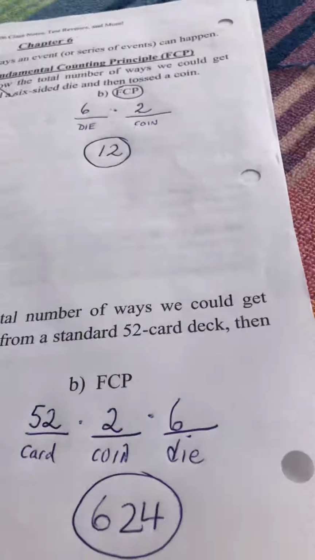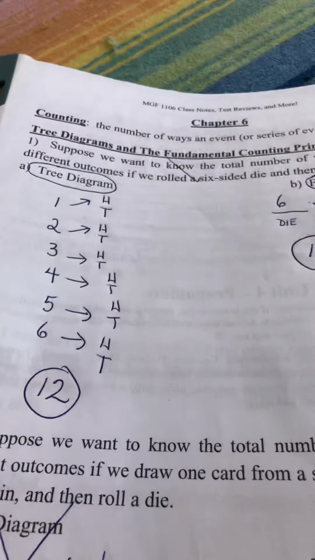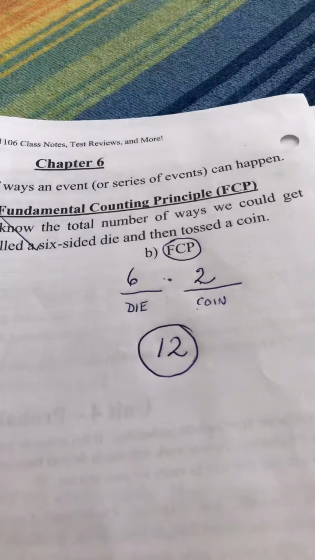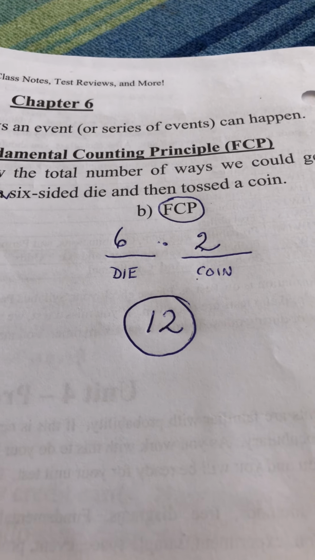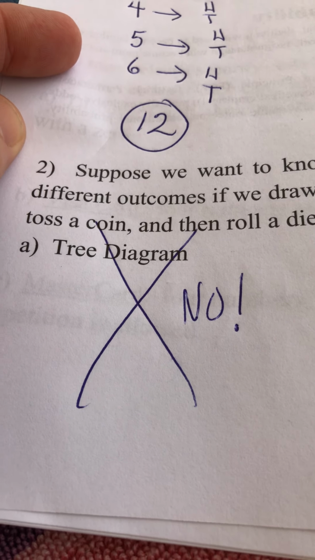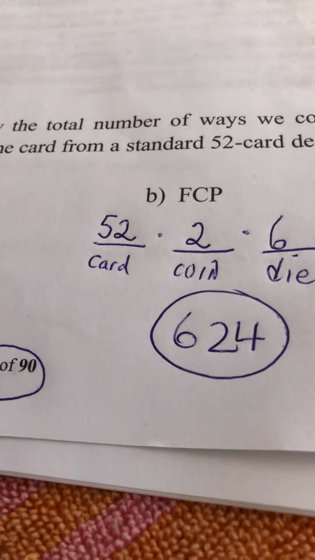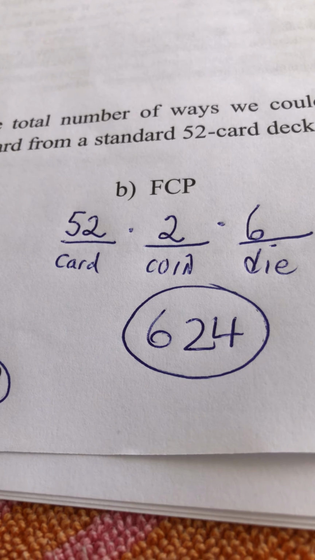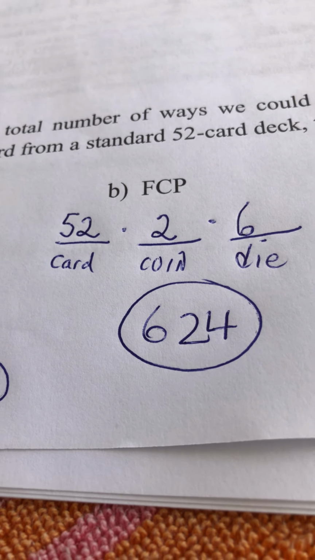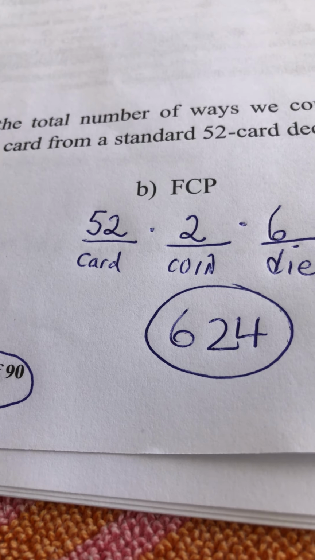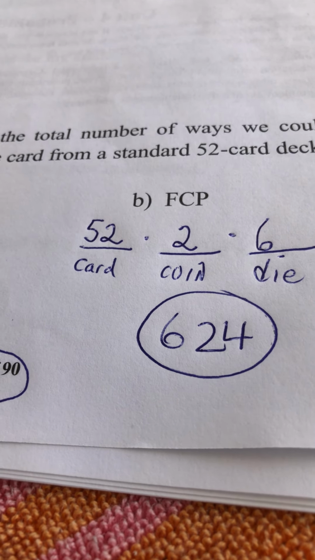So, tree diagrams can be adorable when you're first learning what you're doing, but the fundamental counting principle rocks. That tree diagram, no way. That would have taken us forever. And why? The fundamental counting principle says, how many ways can you do Act 1? How many ways can you do Act 2? How many ways can you do Act 3? Multiply them together. There's the total number of ways that can be done.